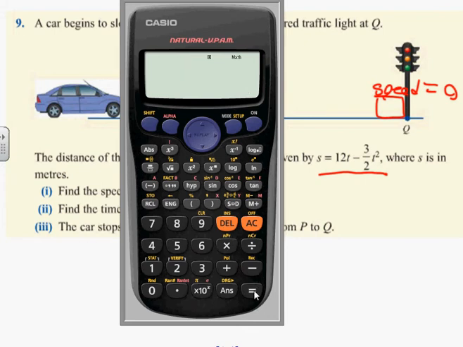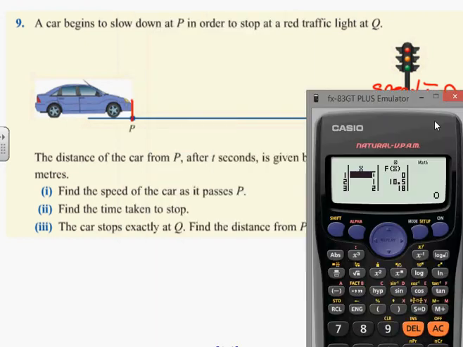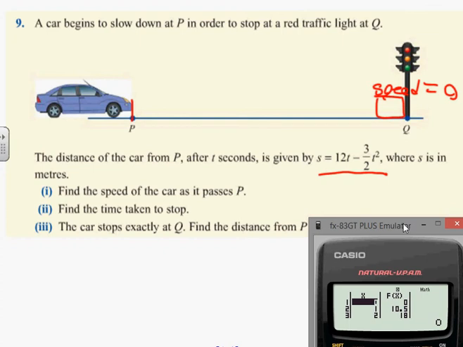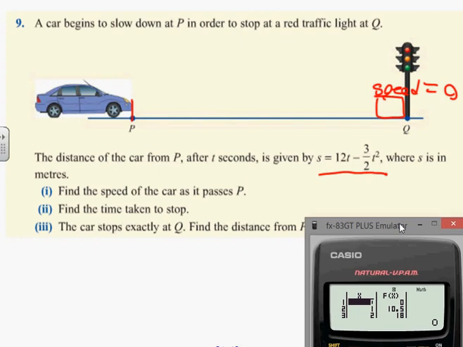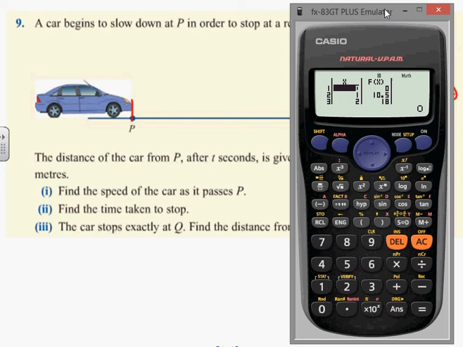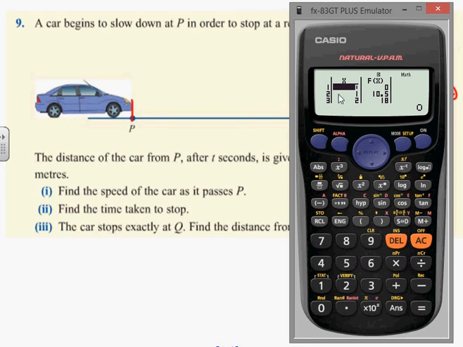Okay. Now look what happens. What this means is that the car begins to slow down, and the distance of the car from P is this, where s is in meters. Okay, perfect, right? So what happens here, guys, is that you start off at P. After 1 second, you're 10 meters down the road. After 2 seconds, you're 18 meters down the road. You're 22 meters. You're 24 meters. What's the furthest we got away from it? 24 meters. And then all of a sudden, we start going backwards.